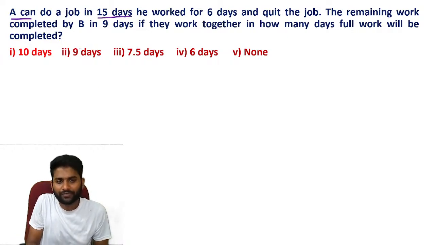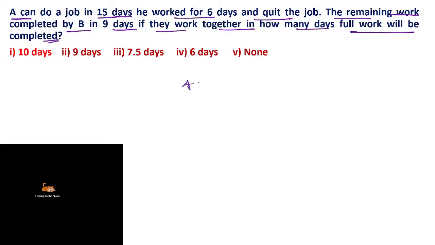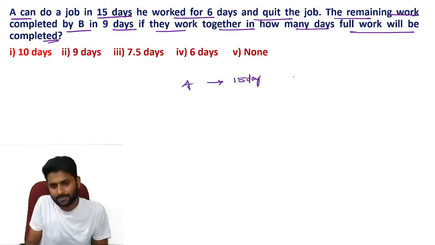A can do a job in 15 days. He worked for 6 days and quit the job, and the remaining work was completed by B in 9 days. If they work together, in how many days will the full work be completed? A can complete the work in 15 days. Let us assume the total work is exactly equal to 15 units.